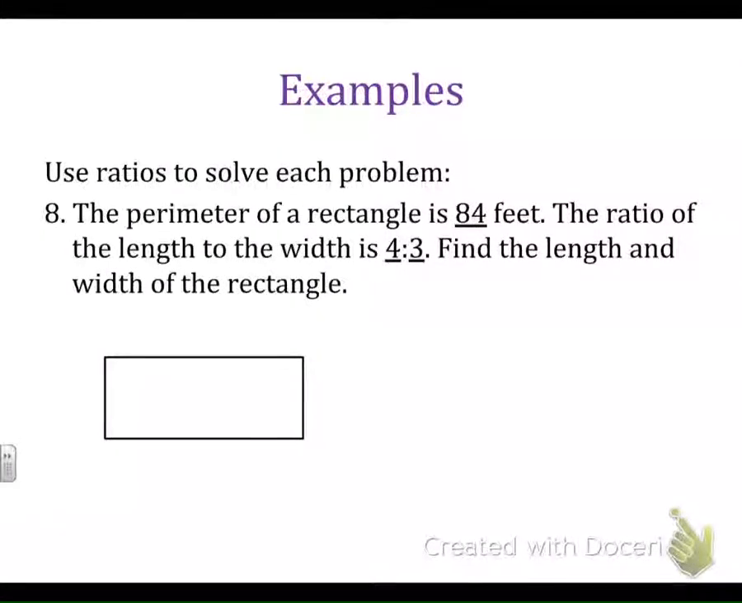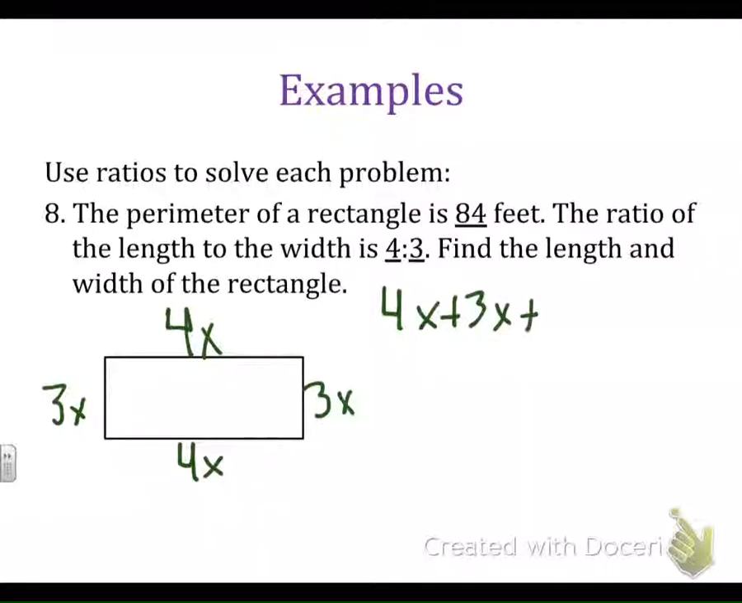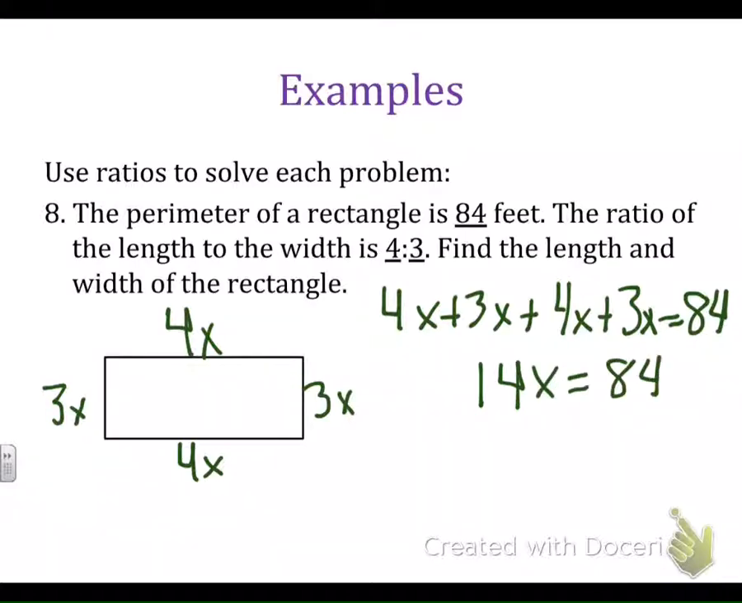Alright, so we're going to try this one. The length to width is 4 to 3. So this is 4x, and we'll call this 3x, 4x and 3x. And we know the total adds up to 84. So 4x plus 3x plus 4x plus 3x equals 84. So 14x equals 84. So x is equal to 6.